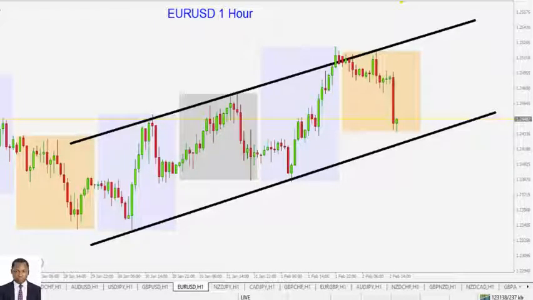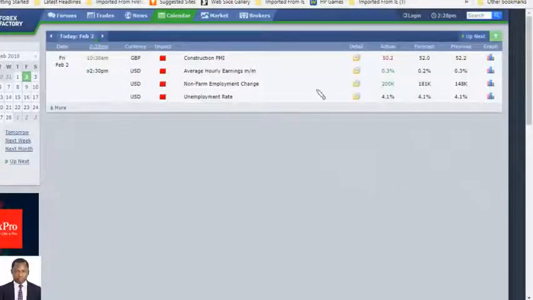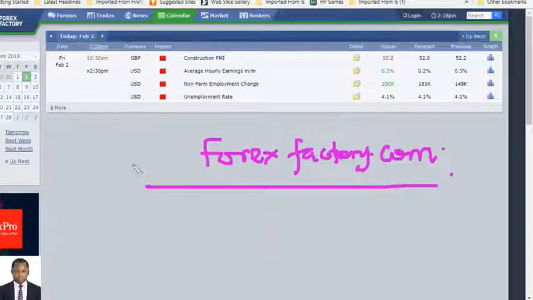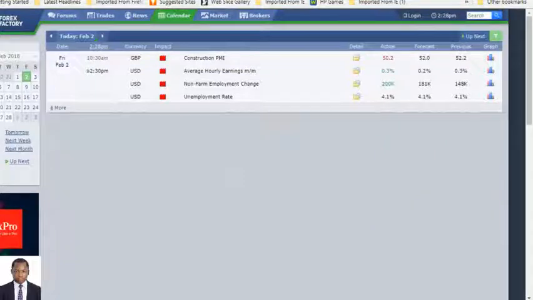But before I go, yes, I do cover all the news. The economic calendar that I use is Forex Factory. Forexfactory.com. You can visit www.forexfactory.com. That's the economic calendar that I use myself.